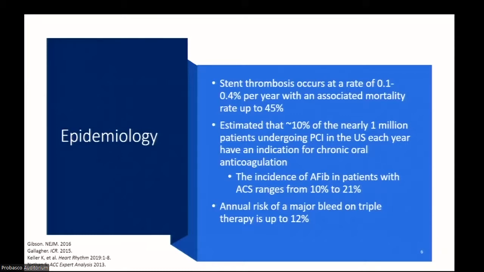Stent thrombosis occurs at a rate of 0.1 to 0.4% per year with an associated mortality rate of up to 45%. So that's not small. It's estimated that about 10% of the nearly 1 million patients undergoing PCI in the US each year have an indication for chronic oral anticoagulation. In patients with ACS, the incidence of AFib ranges from 10 to 21%. Those patients would obviously have an indication for triple therapy at some point, but the annual risk of a major bleed on triple therapy is up to 12%.